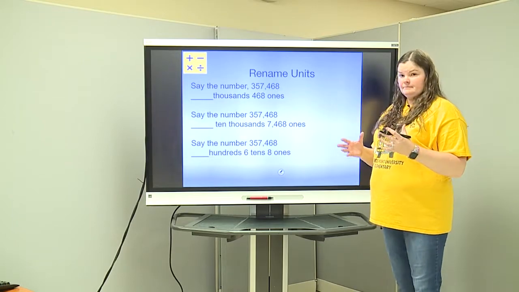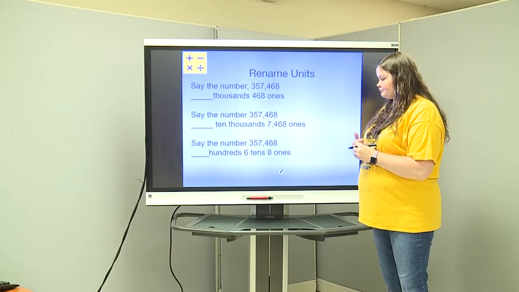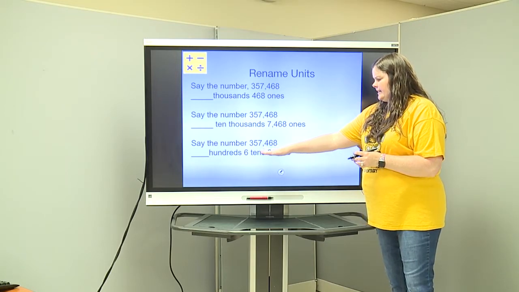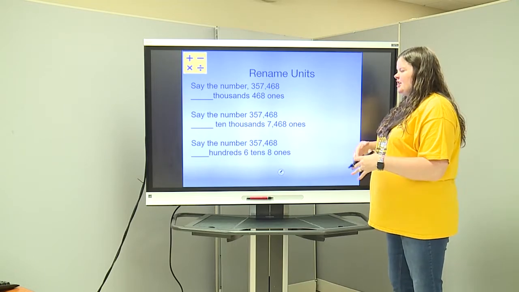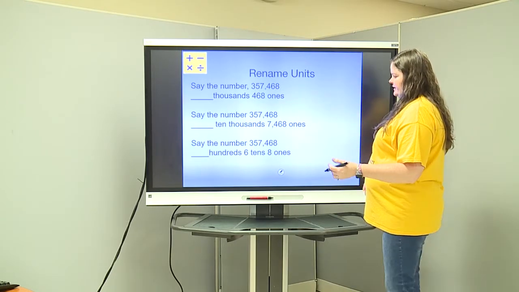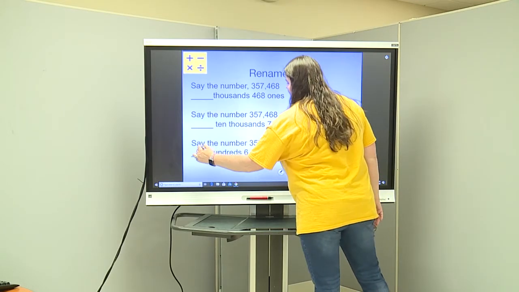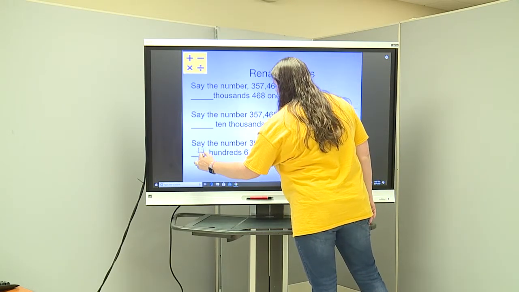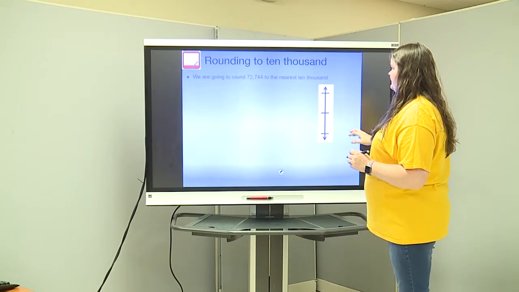One more way. Same number, 357,468. They have it just broken down as 6 tens, 8 ones. Now it wants to know just what's in the hundreds place. So this one's just a little bit different. So what's in that hundreds place? They have it broken down as just 4 hundreds. So that one's just a little bit different there.